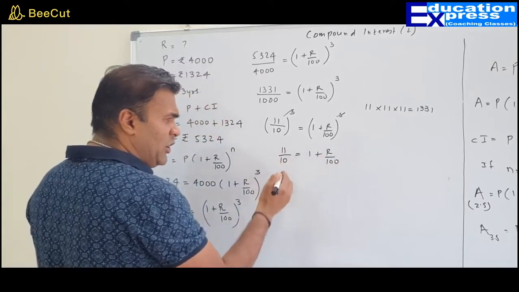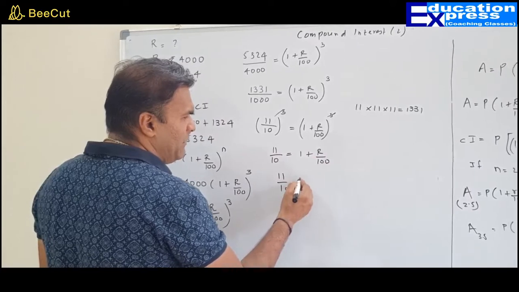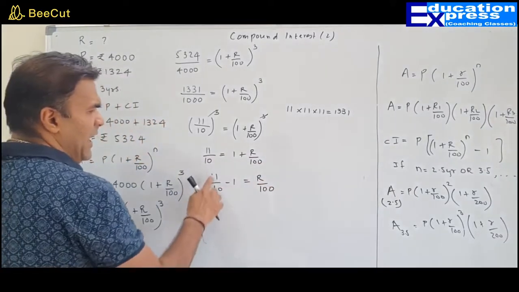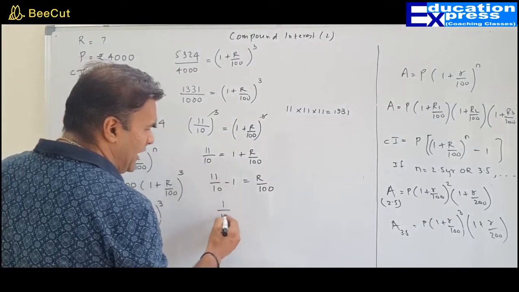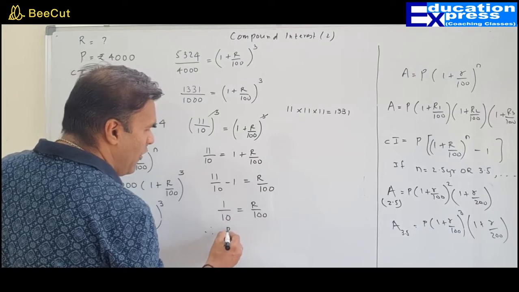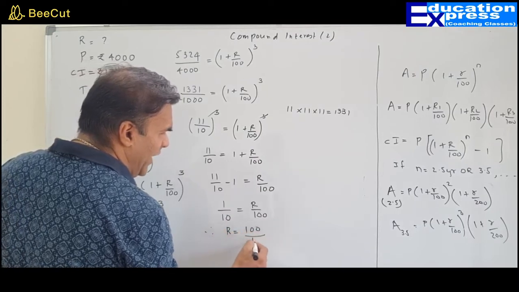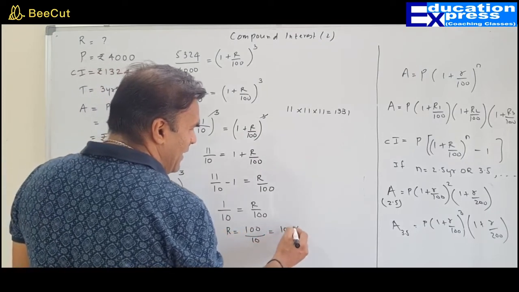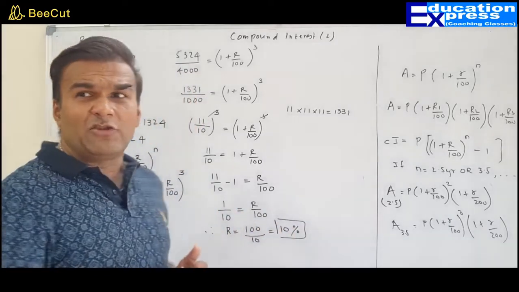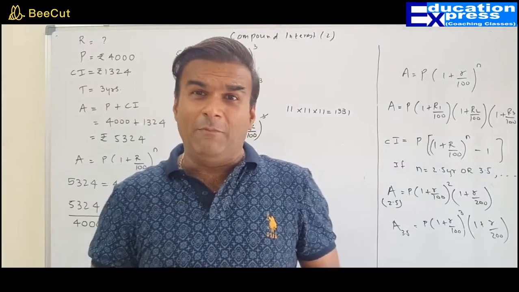Can I shift this 1 on this side? 11 upon 10 minus 1 equals r upon 100. 11 minus 10, 1 upon 10 equals r upon 100. Therefore, r equals 100 upon 10, that is 10%. So my dear friends, this question wasn't different from the one that we did previously.